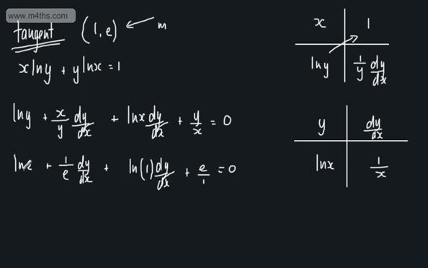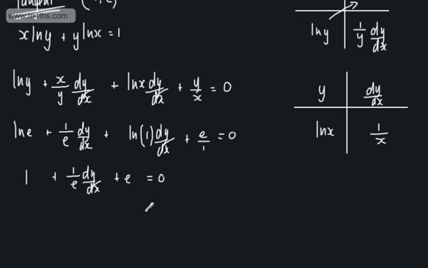The natural log of e is going to give us 1. This is basically saying log base e of e. What power is e raised by to get e? The answer is 1. Plus now 1 over e dy dx. And then we're going to have this one right here. Now the natural log of 1 is 0. So all of this term is going to be 0 plus e is equal to 0.